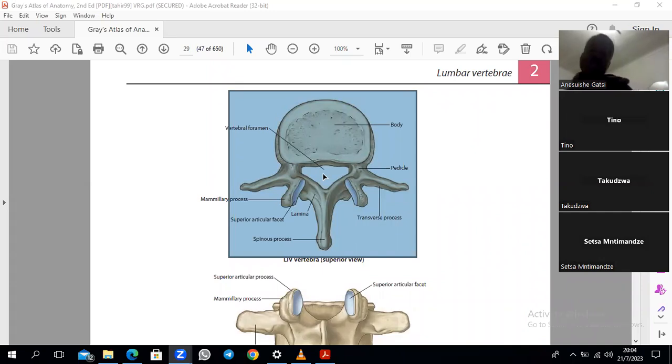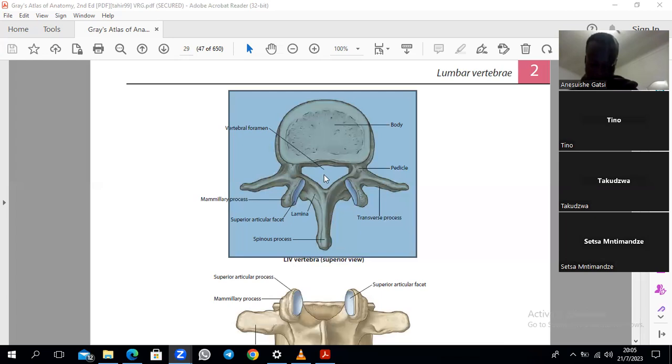Okay. Do you guys have any question on lumbar vertebra? Any question or things that you want me to repeat? Hello. Hi. Yes.